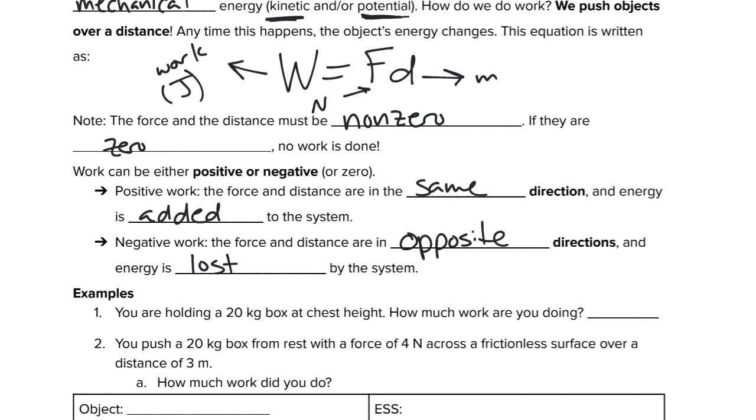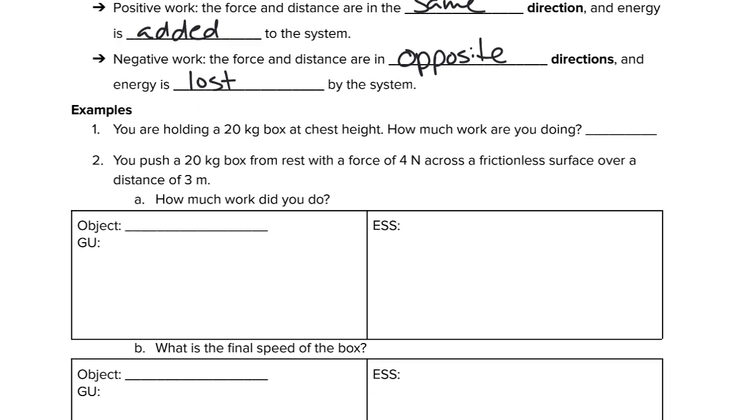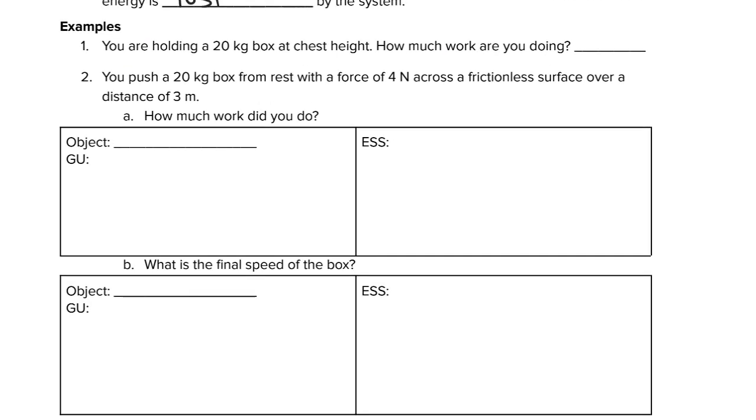Now we've got some semi-interesting examples to think about those things. This first one says you are holding a 20 kilogram box at chest height. How much work are you doing? And this one's kind of a trick. Some of you may already know the answer, but you're just holding the 20 kilogram box at chest height. You're holding it there. How much work are you doing? Well, the questions for if you're doing work involve, are you using a force? Do you have to use a force to hold a 20 kilogram box up? Yes, in fact, you do.